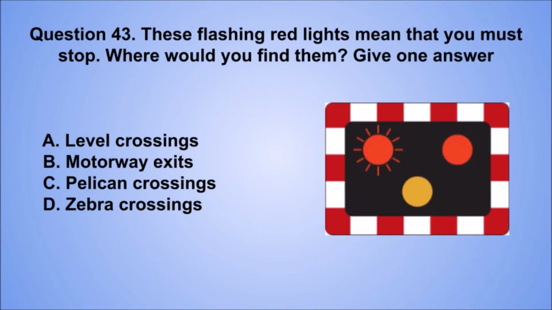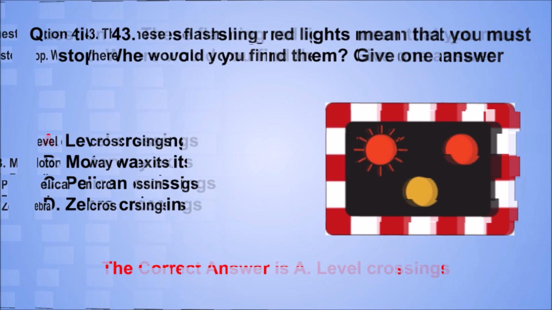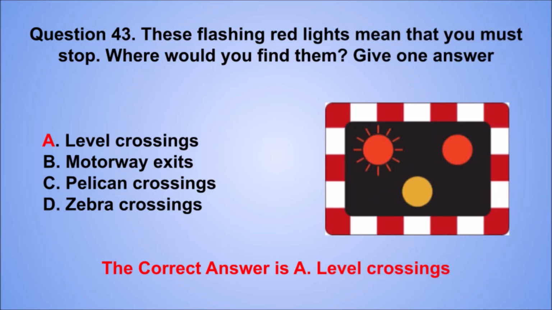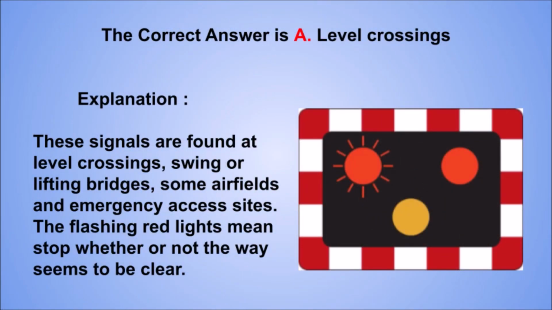Question 43. These flashing red lights mean that you must stop. Where would you find them? Give one answer. A. Level crossings. B. Motorway exits. C. Pelican crossings. D. Zebra crossings. The correct answer is A. Level crossings. Explanation. These signals are found at level crossings, swing or lifting bridges, some airfields, and emergency access sites. The flashing red lights mean stop whether or not the way seems to be clear.